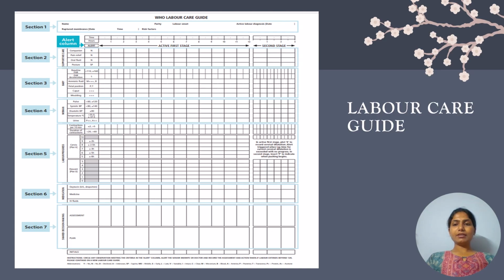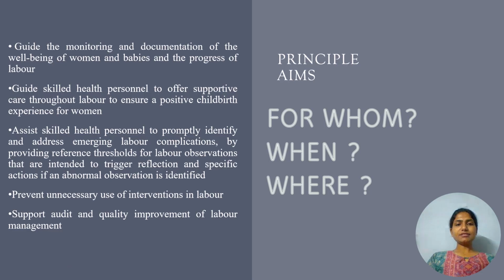So what about labor care guide? So this is an important picture which has different sections of the labor care guide. So there are 1 to 7 sections. The first section is mainly the patient information, and we will deal with each section in detail. So what is the first section? So before going into the sections, we must know the principal aims of a labor care guide. So why this has come into picture is very important. So what are the principles?